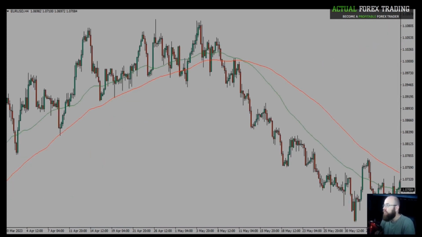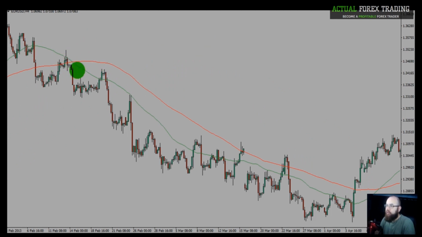Here we have a moving average crossover again. So we have the green above the red, and price is uptrending. With the crossover, the red is then above the green. It signals the end of the uptrend and the start of a downtrend. So these moving average crossovers can signal change of market direction.